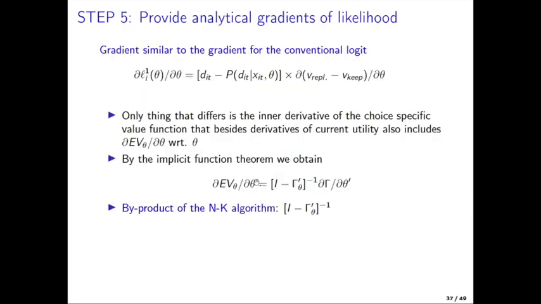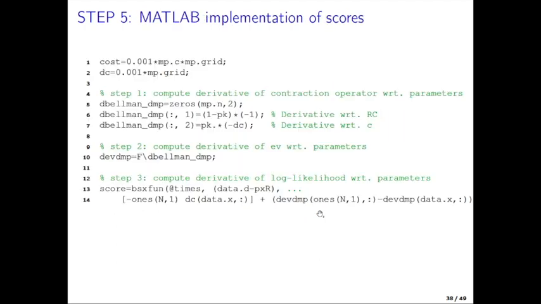Okay, so now you can compute this, and it's essentially just a little bit of matrix algebra. And these derivatives of the Bellman operator with respect to the parameters correspond to the first elements in the Jacobian of the constraint. So essentially, you need to calculate the same elements to do MPEC in some sense. And then this is a byproduct of the Newton-Kantorovich algorithm. You calculate that inverse already.